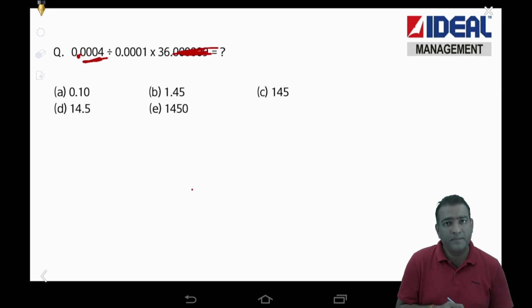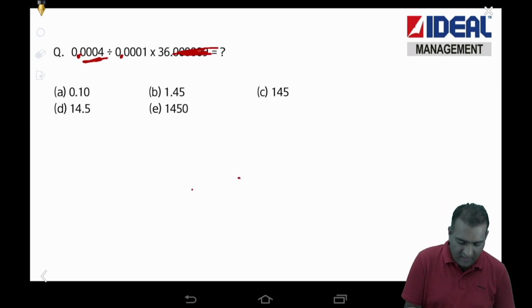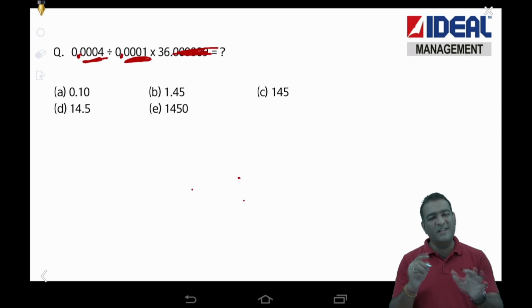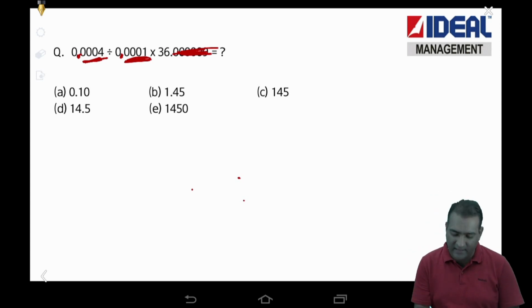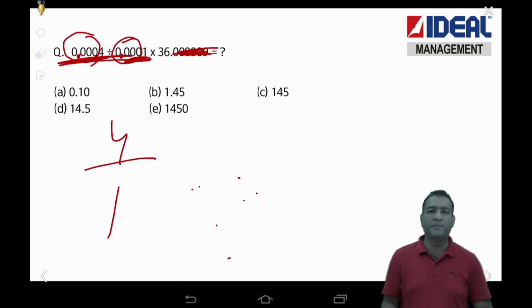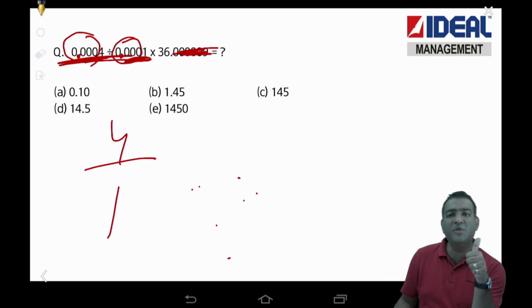Now the only point which you should have noticed here is after decimal I have got 4 numbers. Division में after decimal I have got 4 numbers. Which means decimal cut होने वाला है. And these are all zeros. ये सब zeros हैं. So what I'll be left with is 4 by 1, which is nothing but 4. So this is the first visible thing which you should have seen.